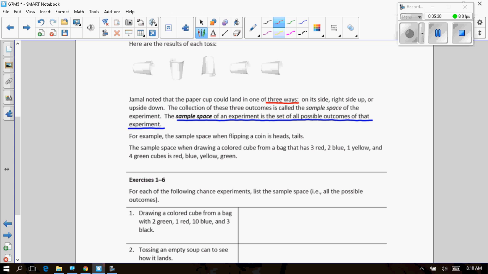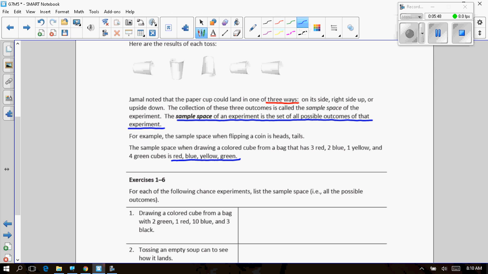When you flip a coin, you only get two choices. It's either heads or tails. The sample space when drawing colored cubes from a bag, if there's 3 red, 2 blue, 1 yellow, and 4 green, it's just each of the colors. It doesn't matter how many there are. Just every color in there is a sample.